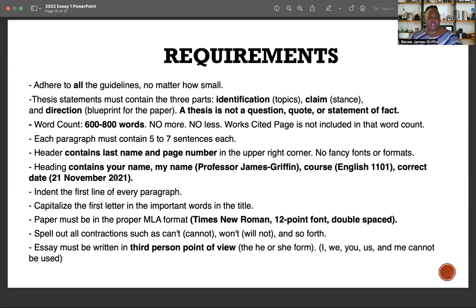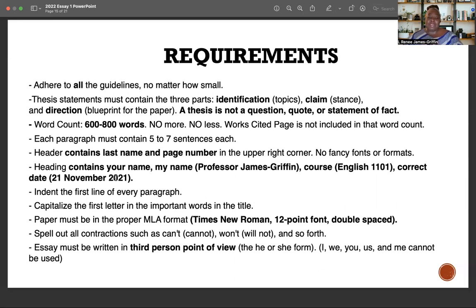Okay. Next, you are going to make sure that you have a title, a working title. You are going to capitalize the first letter in the important words in the title. So words like the, and, is, those words are not typically capitalized in the title unless it is the first word in the title. Okay. You are going to indent the first line of every paragraph. You are going to use Times New Roman font, and your essay is going to be double spaced.